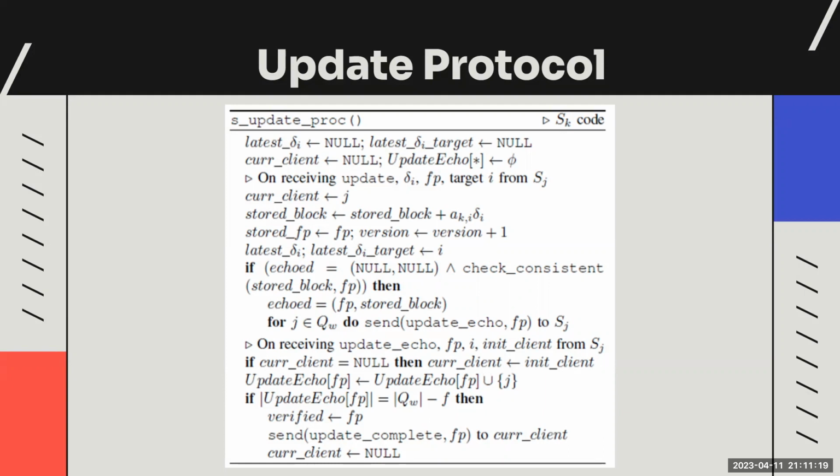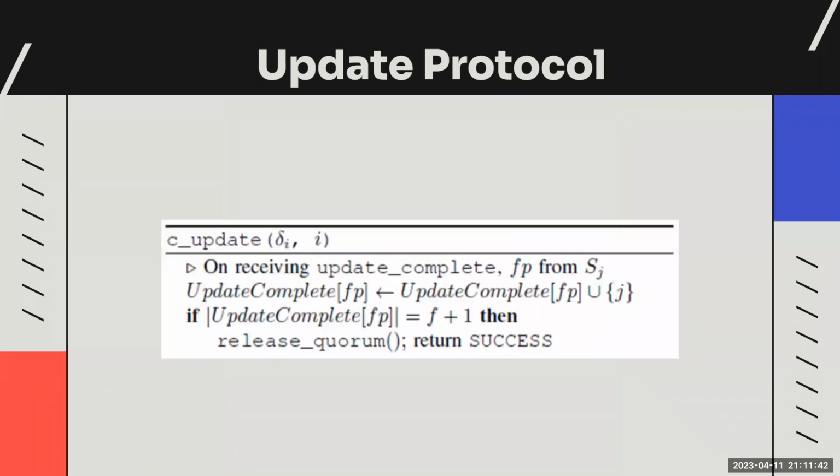If the data is consistent with the fingerprints, then the updated fingerprint is echoed to all the other servers in the write quorum. Then, whenever a server receives update echo messages with matching fingerprints from Q-F servers, where Q is the size of the quorum, the update is deemed to have concluded, and this matching fingerprint is stored as the verified one. Finally, an acknowledgement is sent to the client. Once the client receives F+1 acknowledgements with matching fingerprints, then it is confirmed that the update will propagate to a sufficient number of nodes.